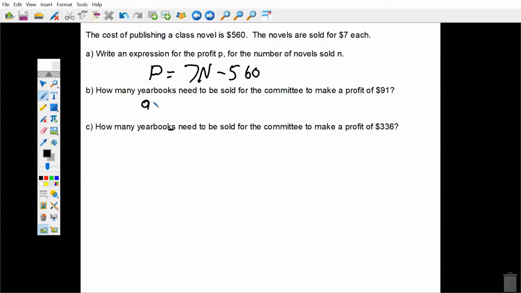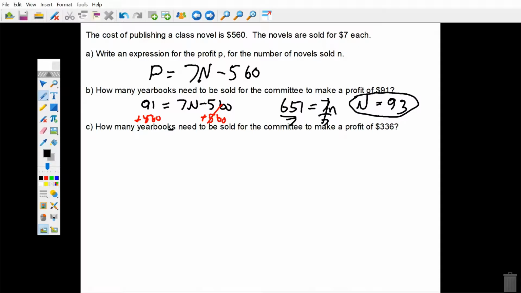If they want the profit to be 91, we'll put 91 in for P, 7N minus 560. You add 560 to both sides to get N by itself. 91 plus 560, 651 equals 7N. Now we're going to divide both sides by 7 to get the N by itself. So in order to make a profit of $91, we must sell 93 books. Okay?